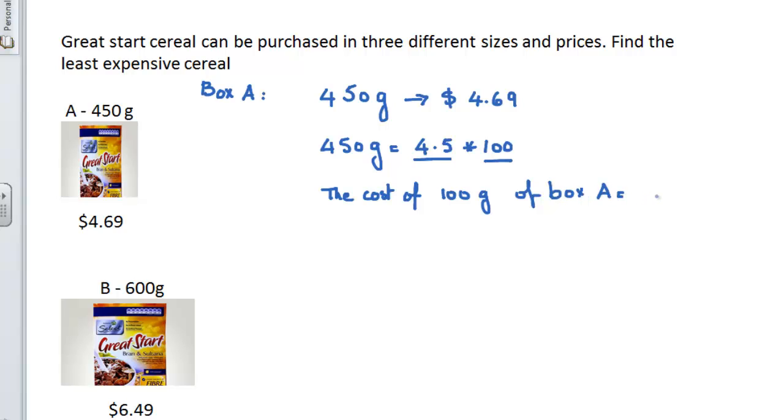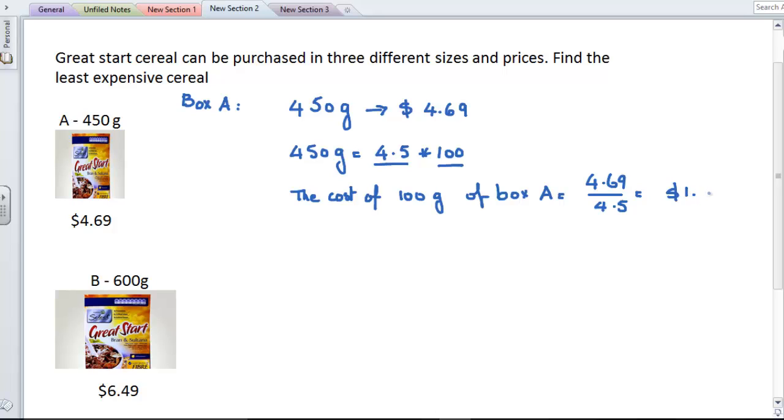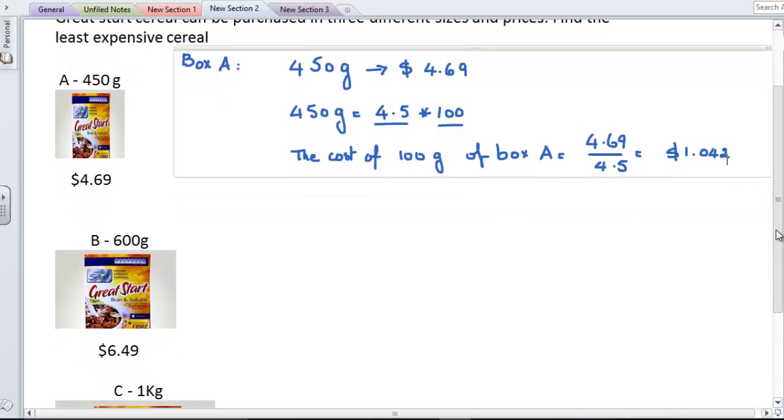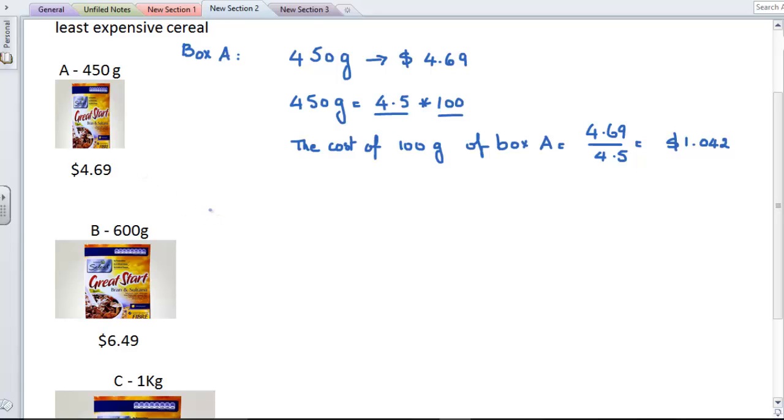it will equal what? I take the price $4.69 and divide it by 4.5. In this case, it will give me the price of 100 gram. It will be $1.042. So I will keep this and go to the second case and do the same calculation. So in this case, I'm going to say box B.